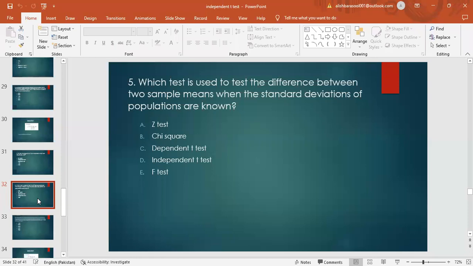Which test is used to test the difference between two sample means when the standard deviations of population are known? A z-test, B chi-square, C dependent t-test, D independent t-test, E f-test. D. It's A, z-test. So when the population standard deviations are known, we will use a z-test.